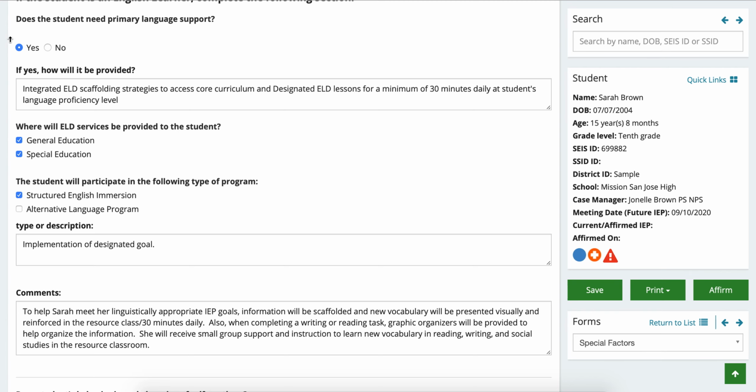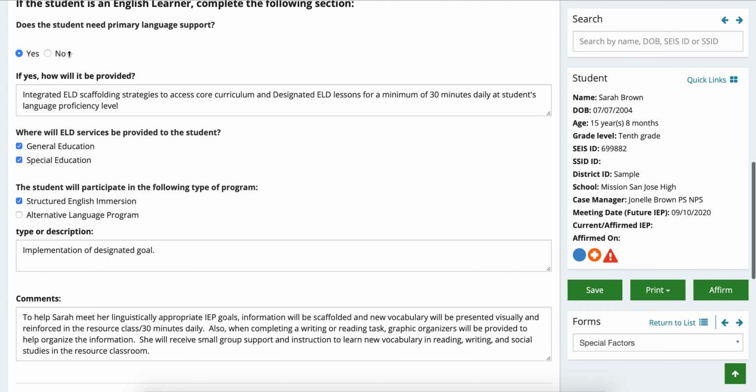After you've marked whether or not they are EL and will need support in their primary language, you're also going to want to write how. How is this going to be provided? And usually in here, you're going to want to make sure that you're describing that the student must at least receive a minimum of 30 minutes a day of designated English instruction through their language arts ELA program. And then you can describe anything further down here.